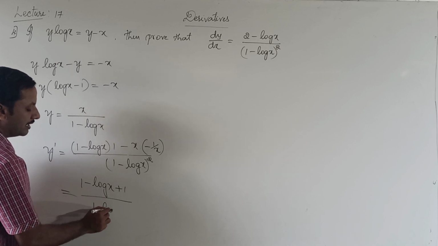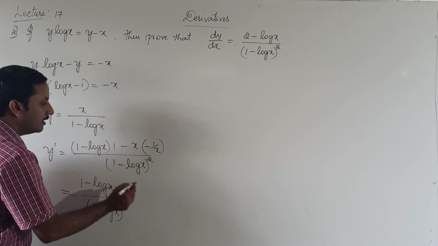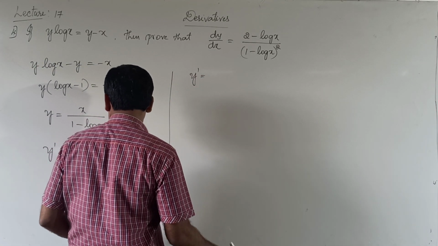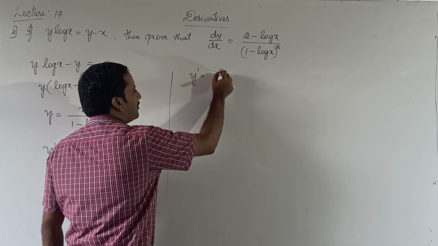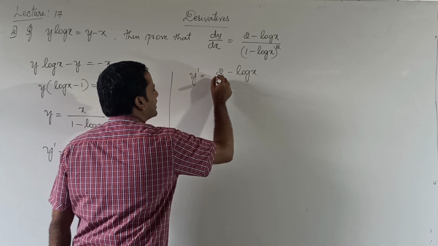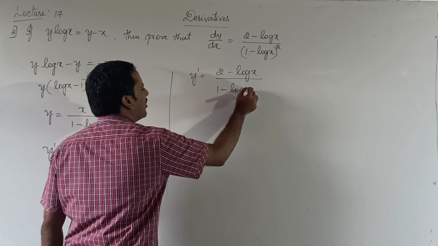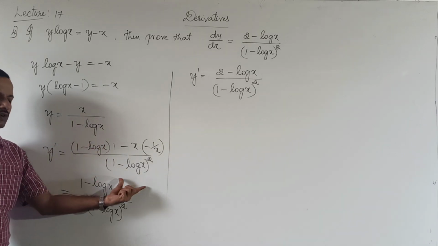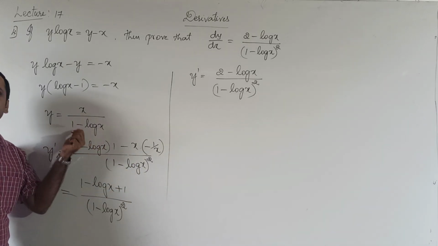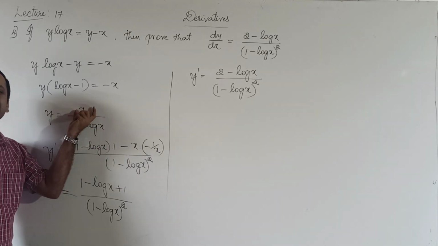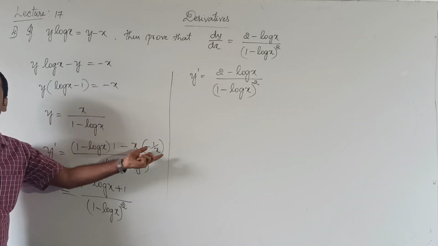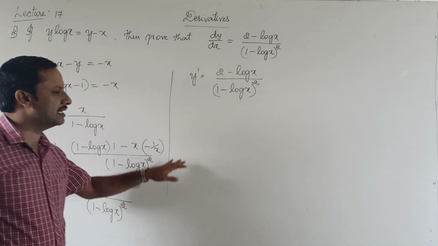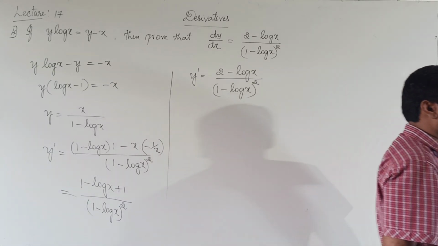Divided by 1 minus log x whole square. So y dash is equal to 1 minus log x plus 1. That will give you 2 minus log x divided by 1 minus log x whole square. Okay? Say I am using the quotient rule. 1 minus log x whole square. Numerator: 1 minus log x into the derivative of x, which is 1, minus x into the derivative of 1 minus log x, which is minus 1. So after simplification, we get y dash as 2 minus log x divided by 1 minus log x whole square.